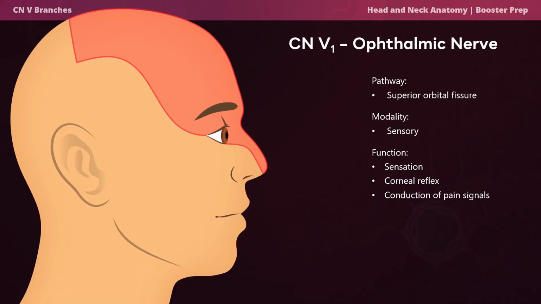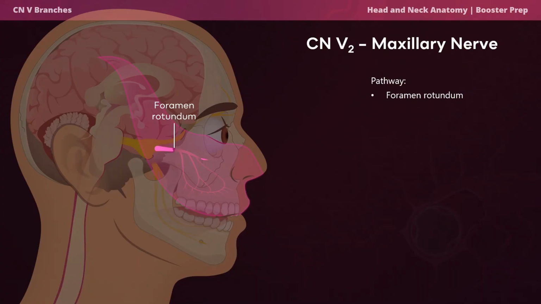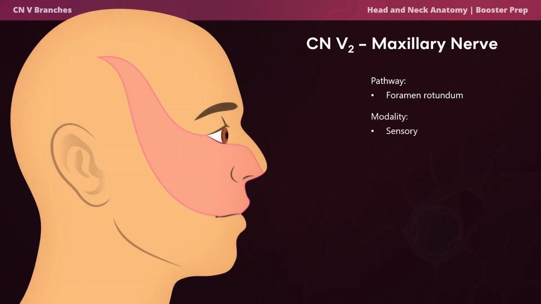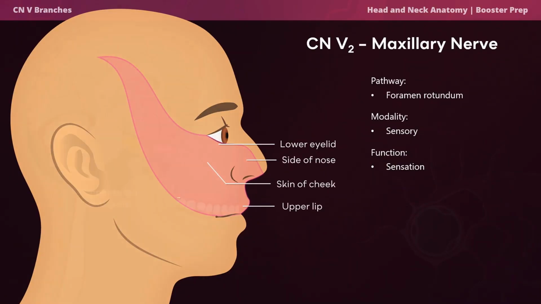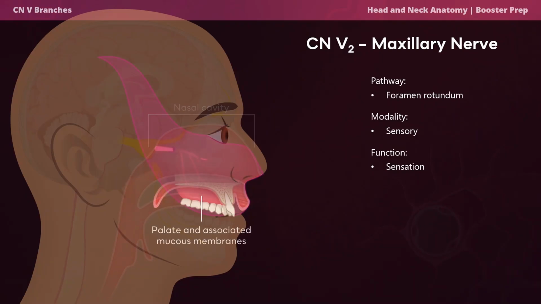Anyways, the V2 branch of the trigeminal nerve is known as the maxillary nerve. And this is a sensory nerve that exits the skull via the foramen rotundum. And again, the modality is sensory and the function is sensation. So this innervates the lower eyelid, the side of the nose, the skin of the cheek, the upper lip, the upper teeth and gums, the maxillary sinus, the nasal cavity, and the palate and associated mucous membranes.